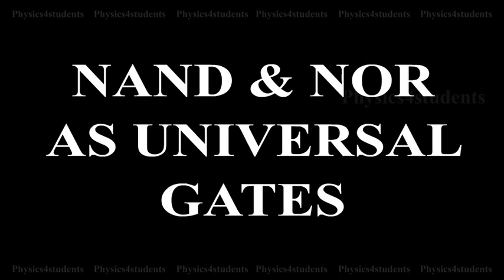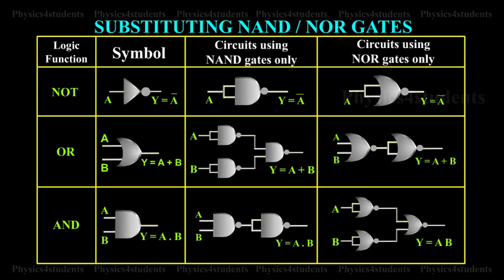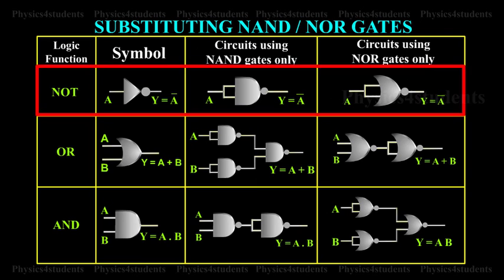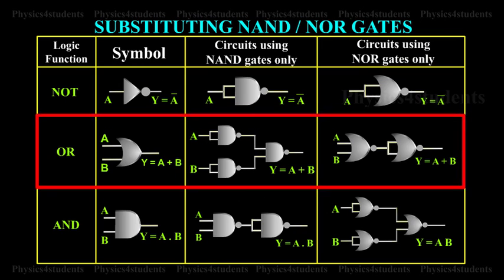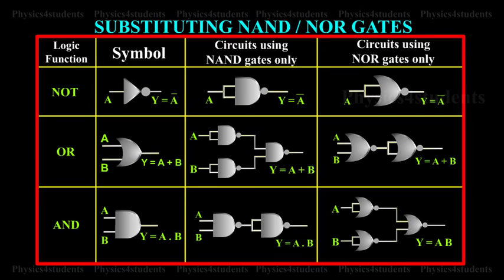NAND and NOR as universal gates. NAND and NOR gates are called universal gates because they can perform all the three basic logic functions. The table gives the construction of basic logic gates: NOT, OR, and AND using NAND and NOR gates.